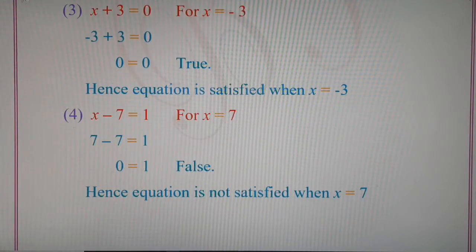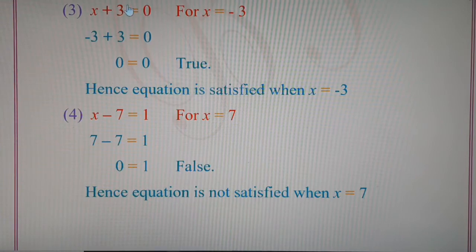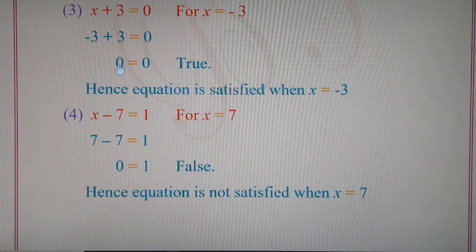Let us go to the third example. In the third example, x plus 3 equal to 0 and the value of x is given as minus 3. That means instead of x, we have to copy the value minus 3. We have to substitute the value minus 3. Minus 3 plus 3 equal to 0. The rest of the things we have to copy as it is in the next step. Now minus 3 plus 3, the answer will be 0. 3 minus 3 is 0. On the left hand side we get 0. On the right hand side we get 0.